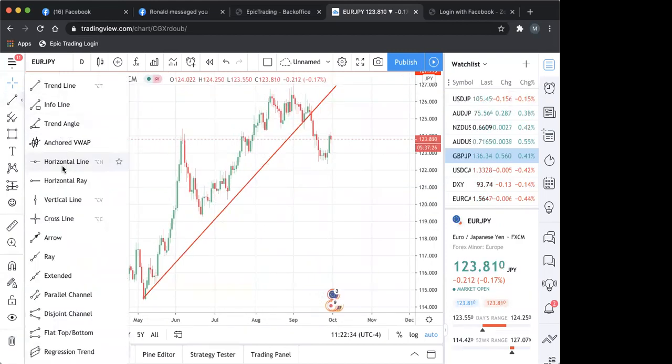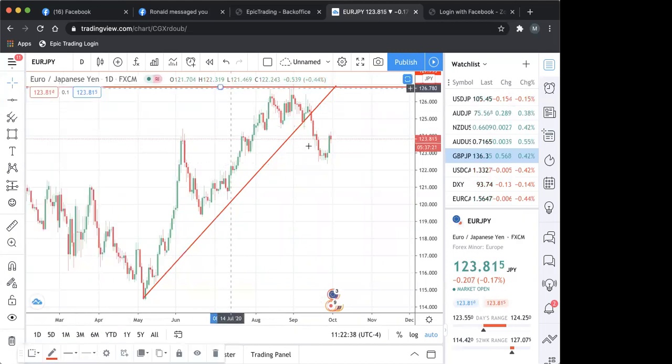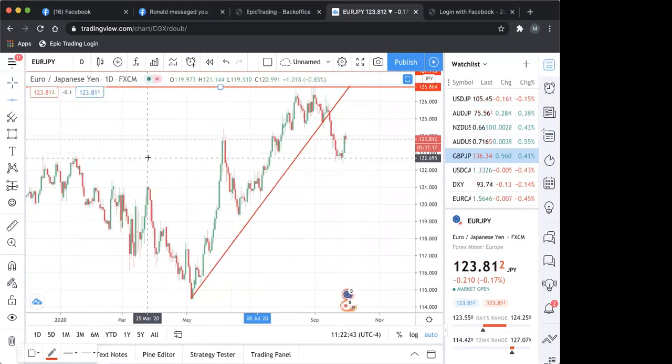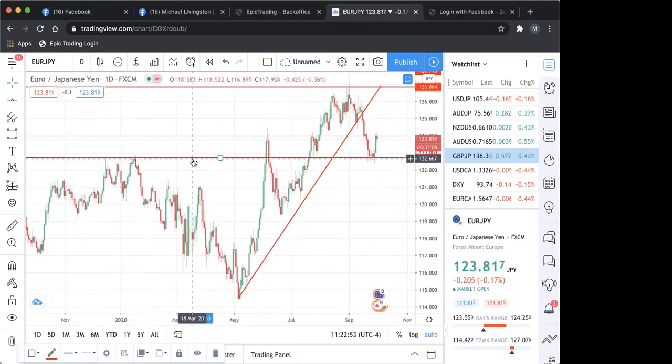So on the day chart, real quick, we just look and see which way the market's going. The market was in an uptrend. It looks like it broke the uptrend. So let's just draw our major areas of support and resistance. You see why price hit right here and stopped. You see why it stopped right there and why it's pulling back, because of all the rejection right there.